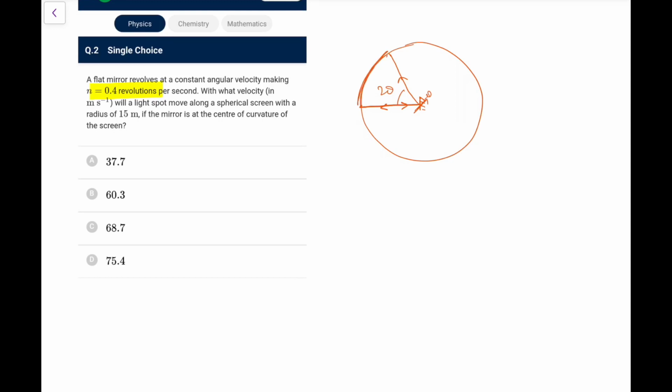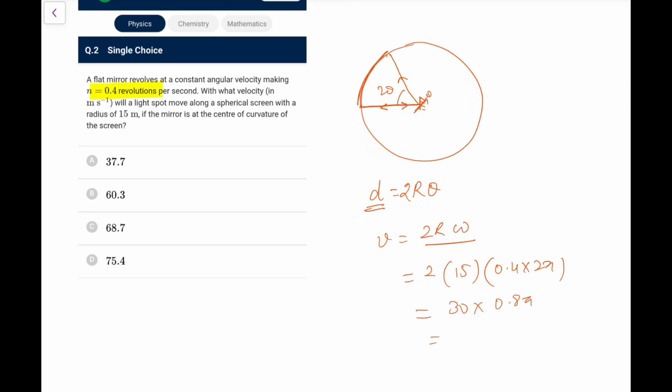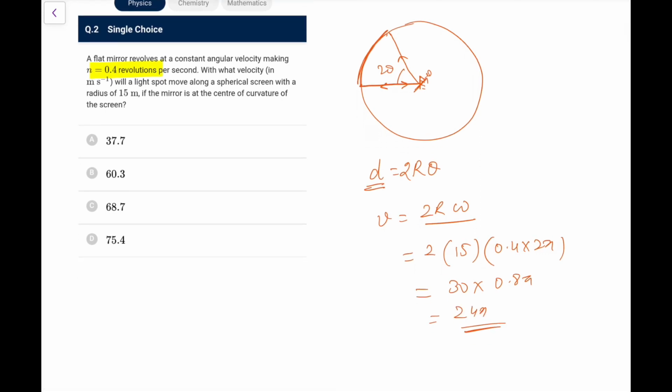So here what we need is the velocity. The distance moved by the light spot is equal to r times 2 theta. If I differentiate it, the differentiation of this would be the speed of the light spot. That would be equal to 2r d theta by dt, which is 2r omega, and r is given as 15. 0.4 revolutions means 0.4 into 2 pi radian per second. So now we have 30 into 0.4 into 2 pi, that is 0.8 pi, 30 into 0.8, 3 8s are 24 pi, and pi is 3.14, so it would be greater than 72. So out of the available options we have only 75.4.